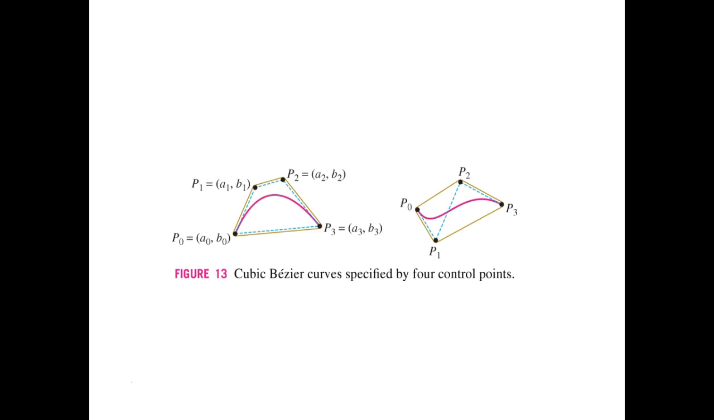Now, example 10 is going to use this concept. Show that the Bezier curve is tangent to the segment P0, P1 at P0. I guess we're going to stay with the cubic. Pretend there's 4 points. We only know 2 of them.